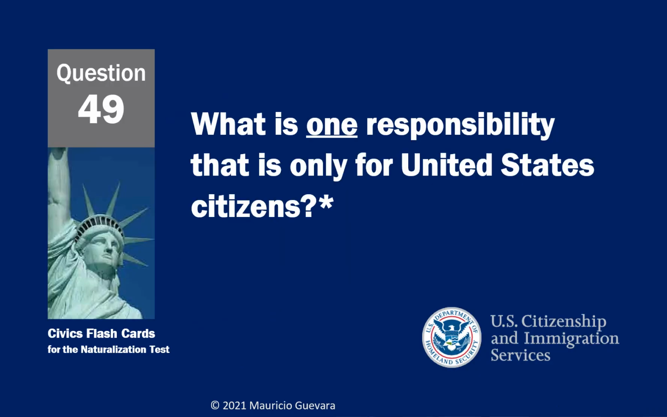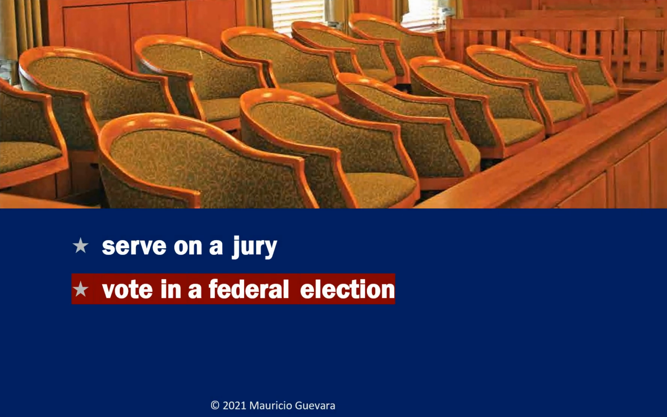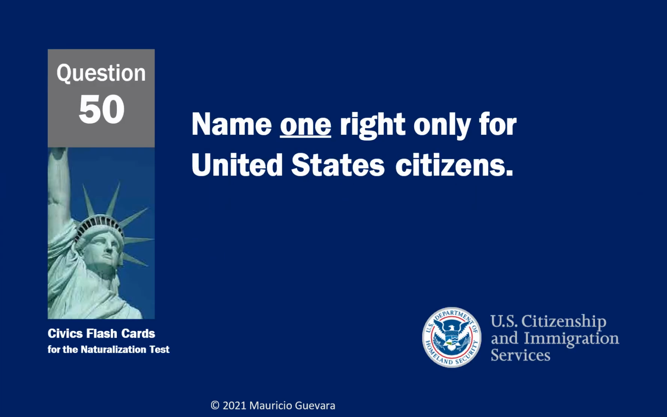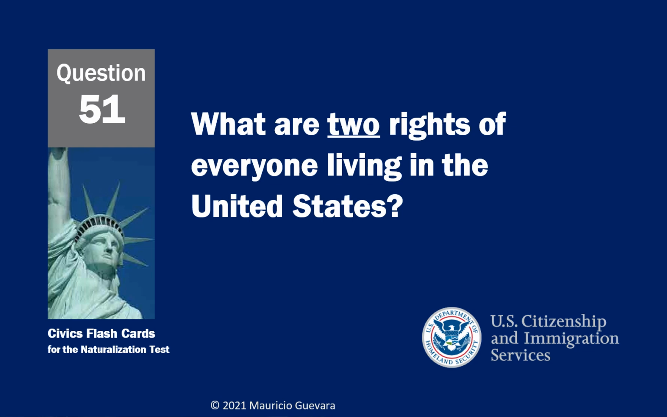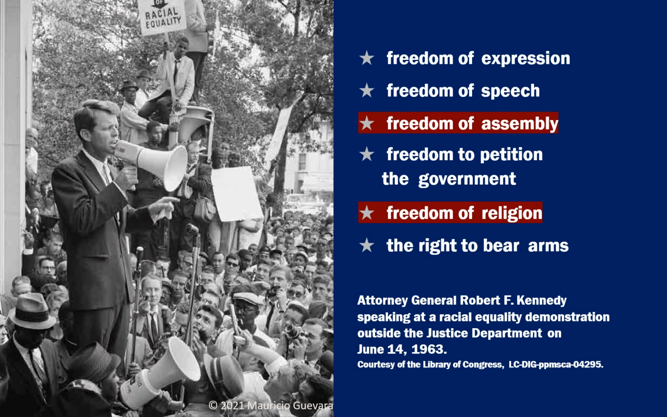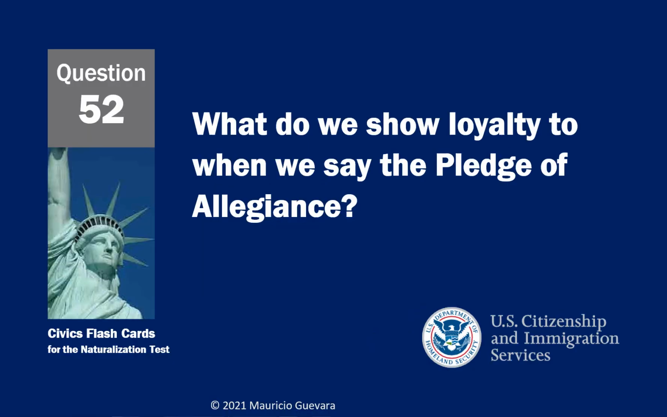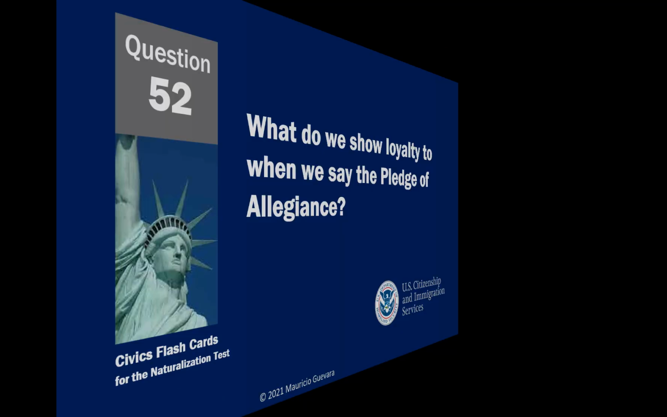What is one responsibility that is only for United States citizens? Vote in a federal election. Name one right only for United States citizens. Vote in a federal election. What are two rights of everyone living in the United States? Freedom of assembly, freedom of religion. What do we show loyalty to when we say the Pledge of Allegiance? The flag.